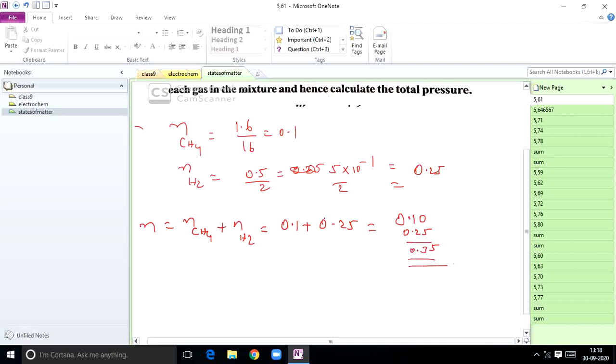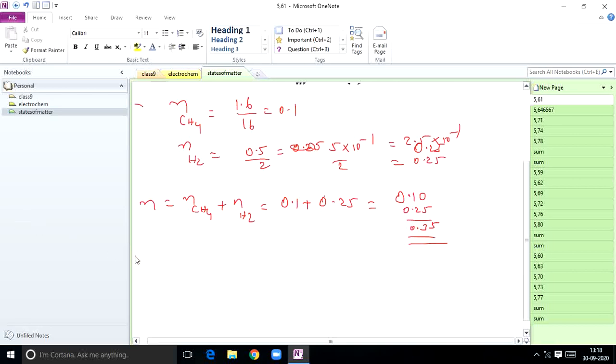Okay. Next, mole fraction I am taking. So better we can do like this. PV is equal to nRT. PV is equal to nRT. So here partial pressure of hydrogen is equal to number of moles of hydrogen into RT by V.